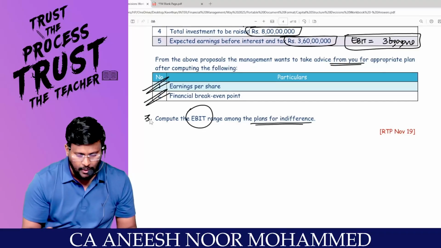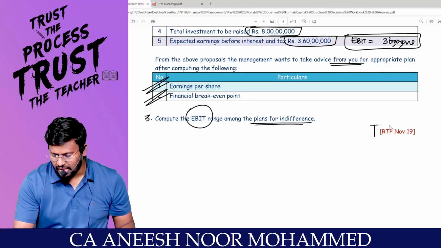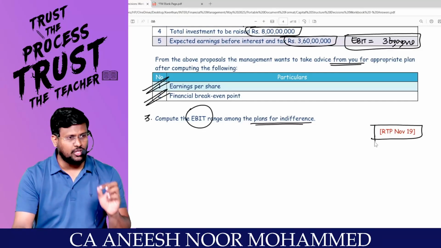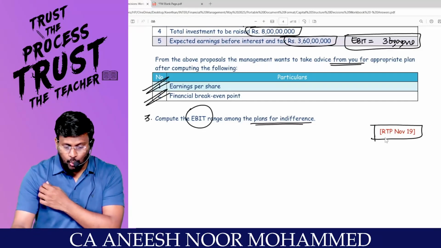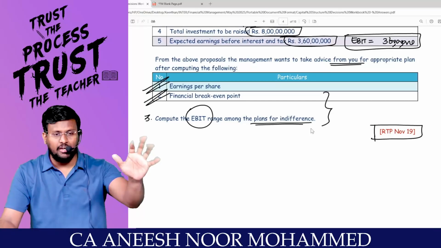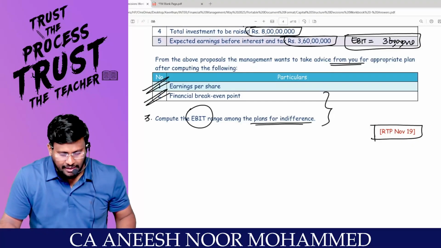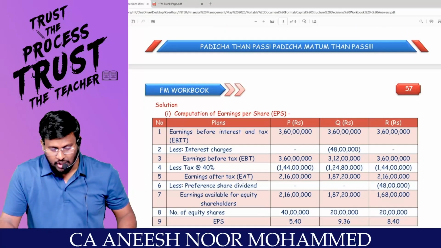This is the third requirement of the question. So there are 3 requirements. And this is an RTP November 19 question. Very good question where you are hearing about the financial break-even point and indifference. This is the maximum variety you can get from this chapter, capital structure decisions.